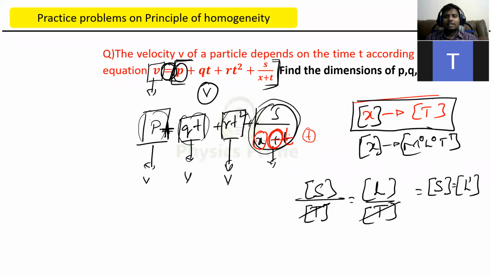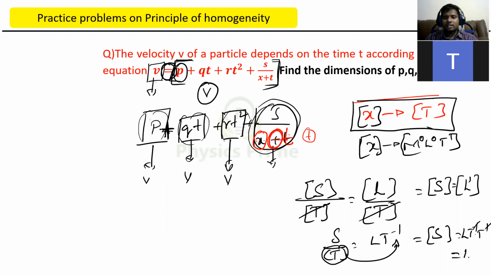Otherwise, if you want to solve another way, take S by T is equal to L T power minus 1, which is velocity. So this T I will send to the right side. It will become the dimension of S is equal to L T power minus 1 into T power 1. Minus 1 plus 1 will become 0, and T power 0 is 1. So again you get L power 1, the same answer.